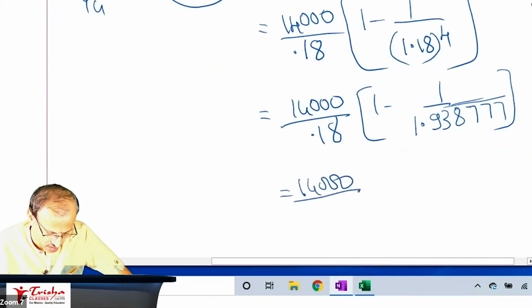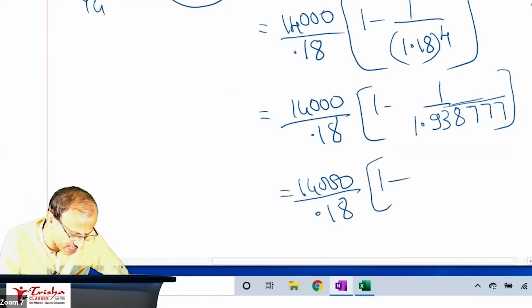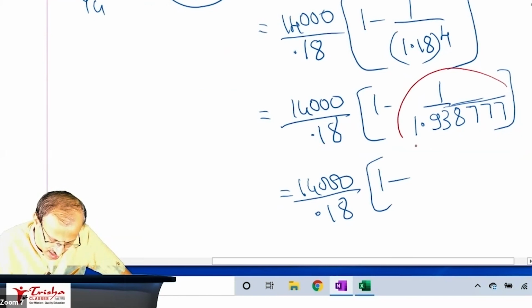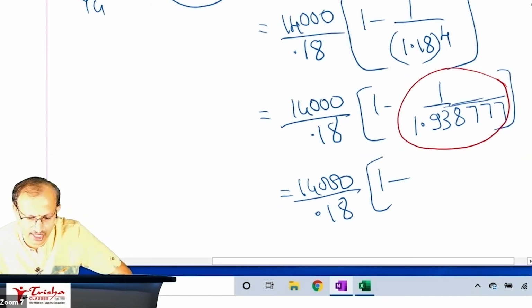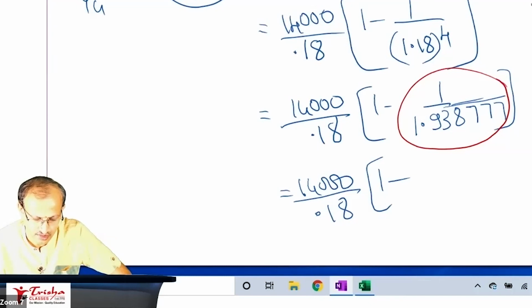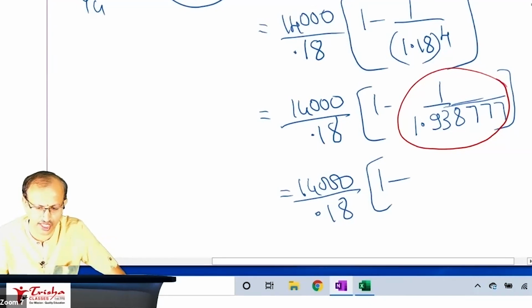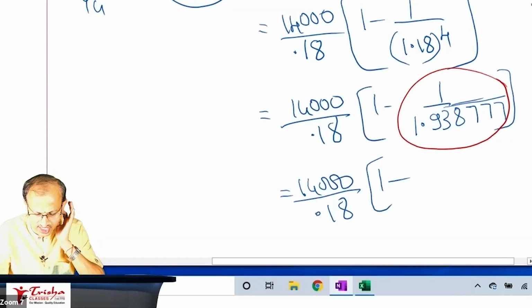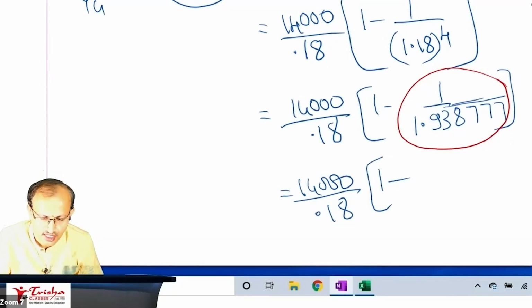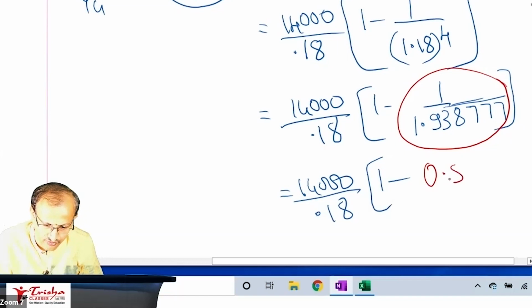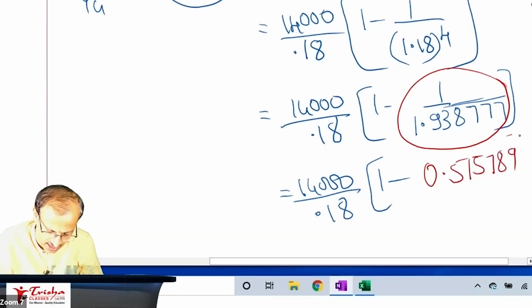14,000 by 0.18. 1 minus, all of you use a calculator and let me know what is this answer. 1 divided by 1.938777. What is your answer? 1 divided by this. 1 divided by 1.93. Anaga CG, you went somewhere wrong. It is a wrong calculation. Okay. 0.515789.